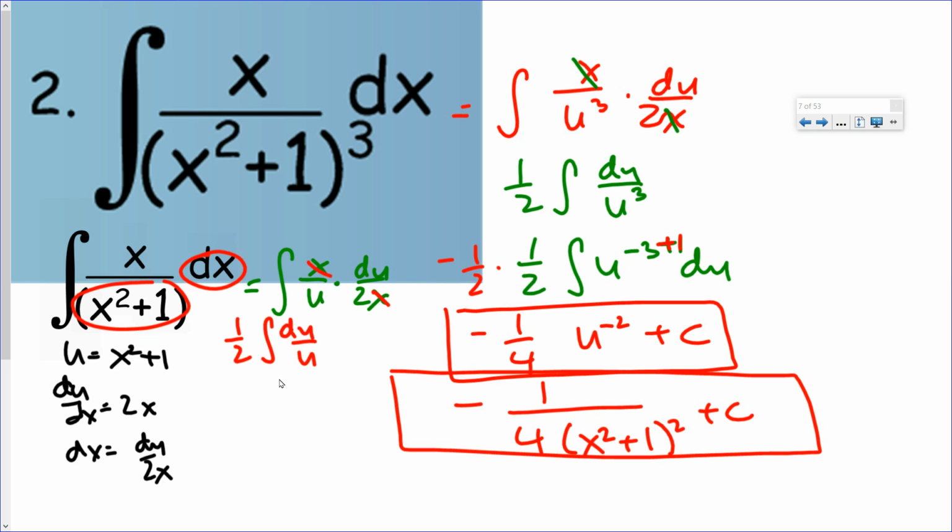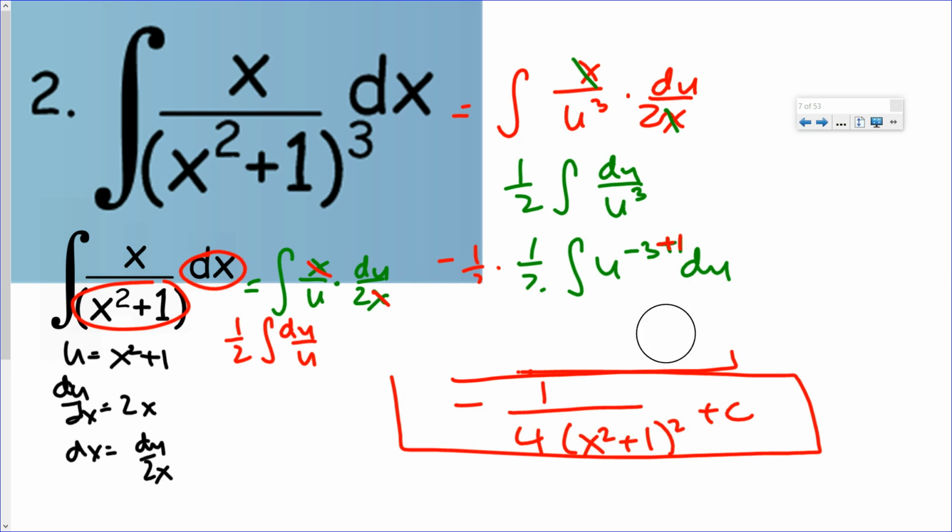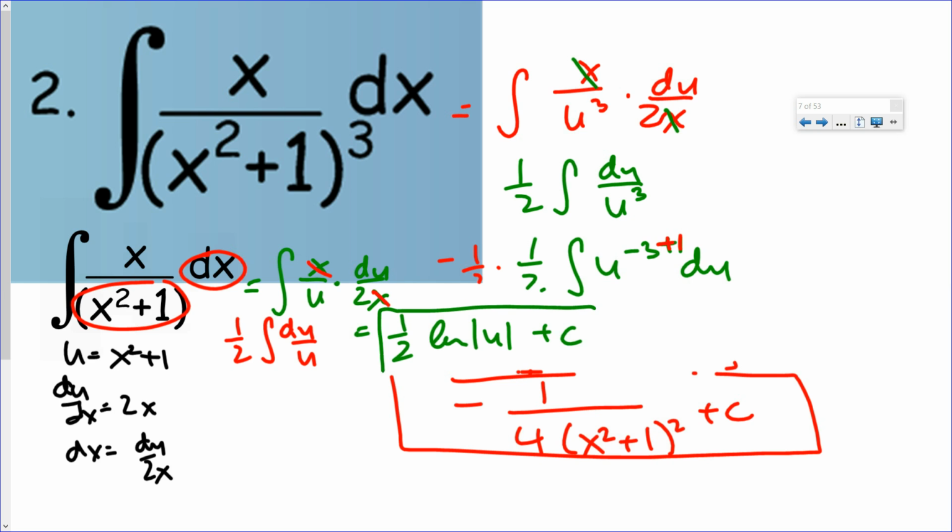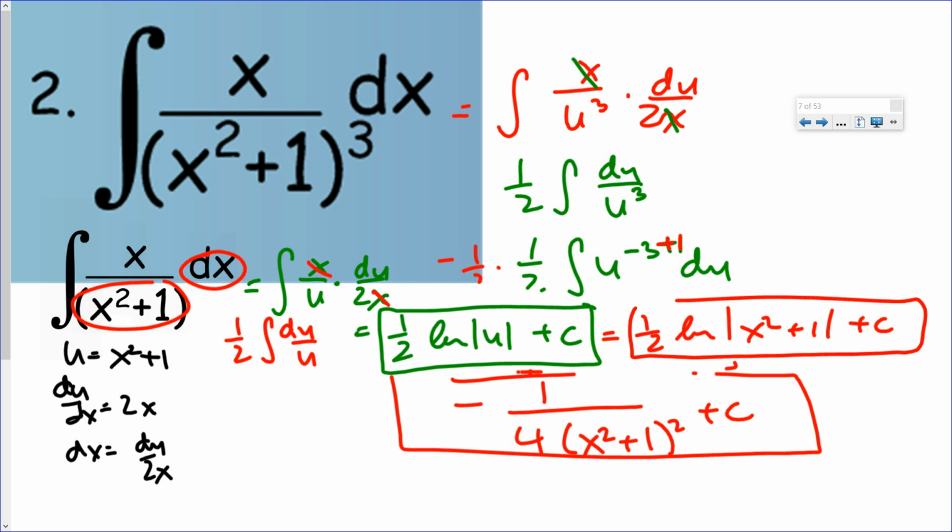Is this an easy reverse power rule problem, or is it something on my pink sheet? It is something on my pink sheet. What is the integral of du over u? It's ln. So this is 1/2 ln of the absolute value of u plus c. And that is a great answer. It's just the wrong answer. You need to come back and put your u back in. Okay, and there is your new answer, or your right answer.